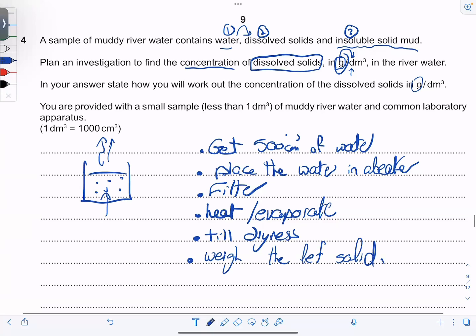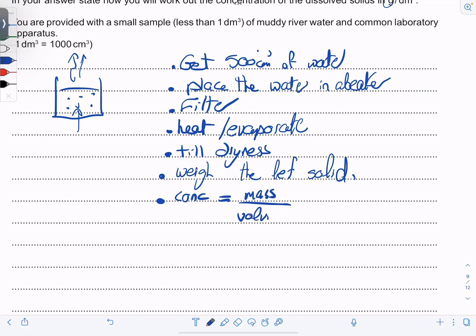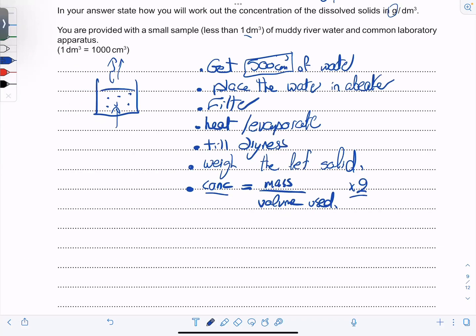Okay? And then we need to get the concentration. Simply the concentration is the mass we found, okay, divided by the volume used, times 2 because we used 500 centimeter cubed, and he wants the concentration in 1000 centimeter cubed or 1 decimeter cubed. Okay, so that's the experiment.